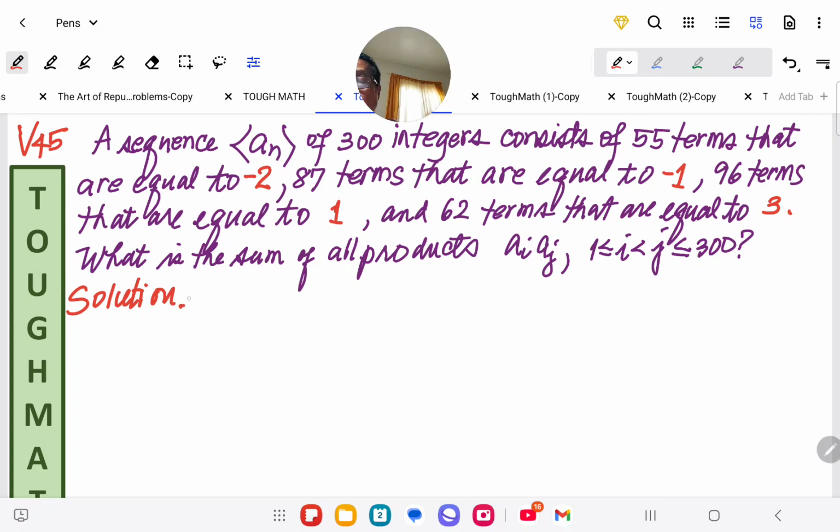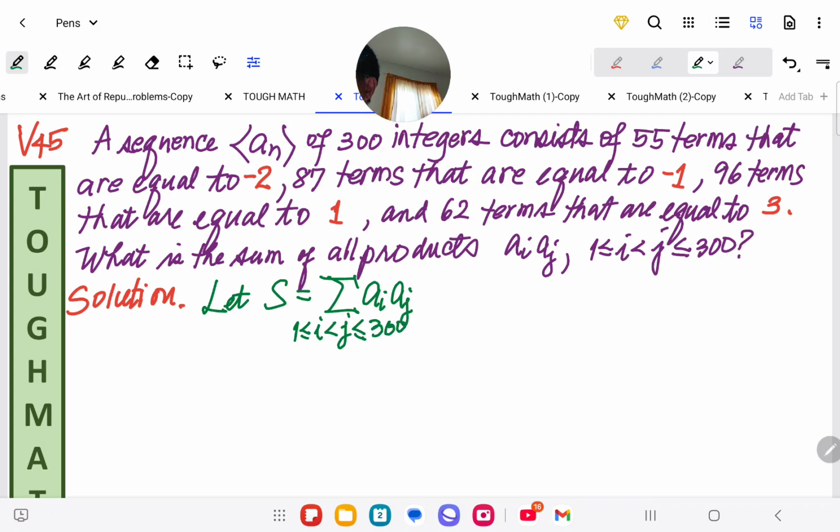Okay, so we let this sum be denoted by S, and this is equal to the sum of the product a_i times a_j, where i is at least 1, i is less than j, and j is at most 300.